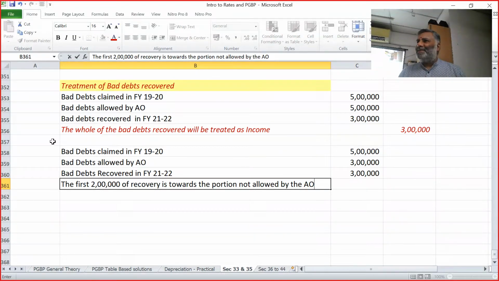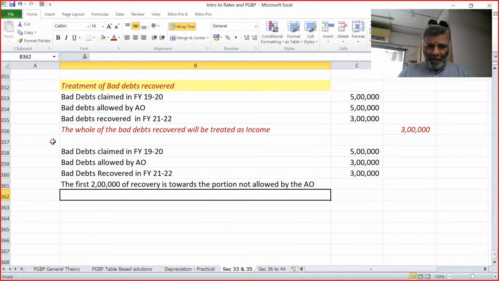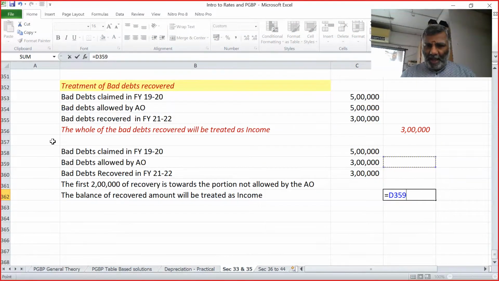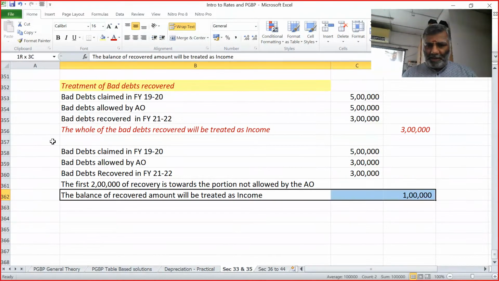You have already taxed it. I claimed 5 lakhs. You disallowed 2 lakhs. So the first 2 lakhs of bad debts recovered is towards what you have not allowed. The balance of the recovered amount will be treated as income. So as our friend said, 3 lakhs minus 2 lakhs will only be treated as income. Am I clear?